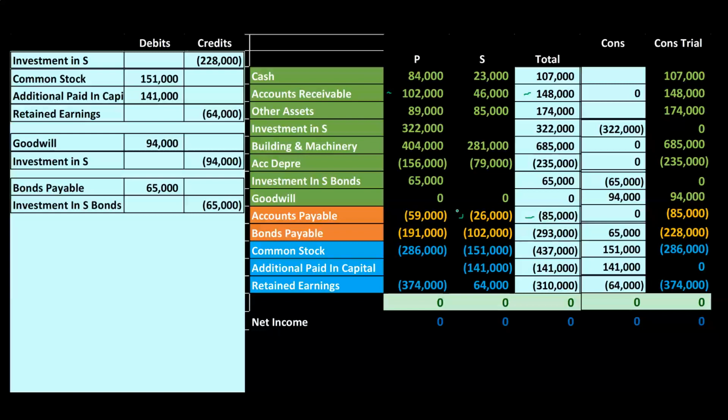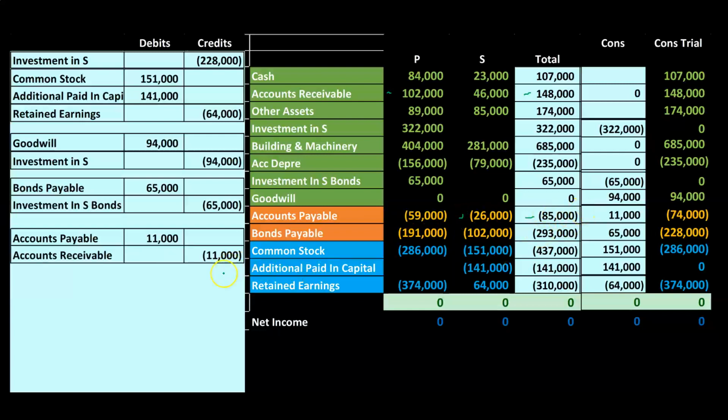Those two things should be equal and opposite, allowing us to do the journal entry, which is going to look something like this. We're going to take the accounts payable here. It's got a credit. We're going to do the opposite thing to it, debiting it to make it go down. And then we're going to take a look at the accounts receivable. It has a debit balance. We're going to make it go down by doing the opposite thing to it and crediting it. So we've got those intercompany transactions that should wash out.